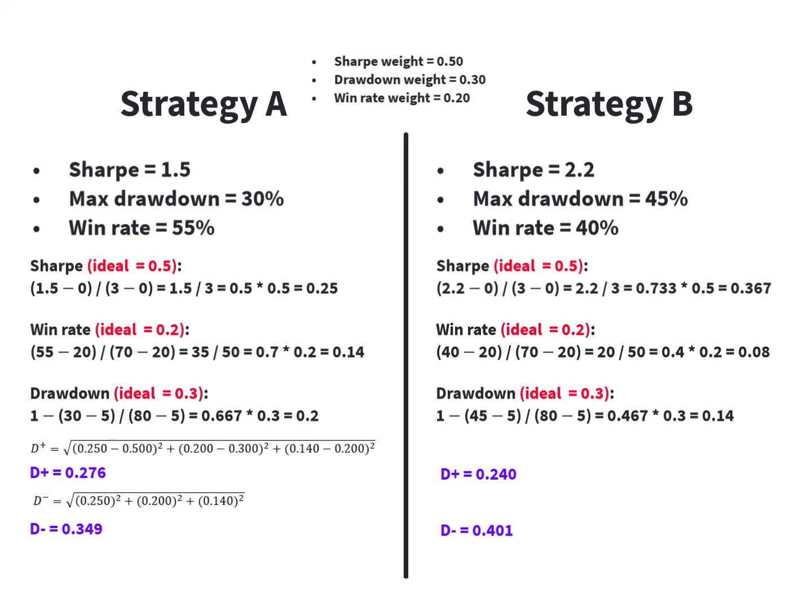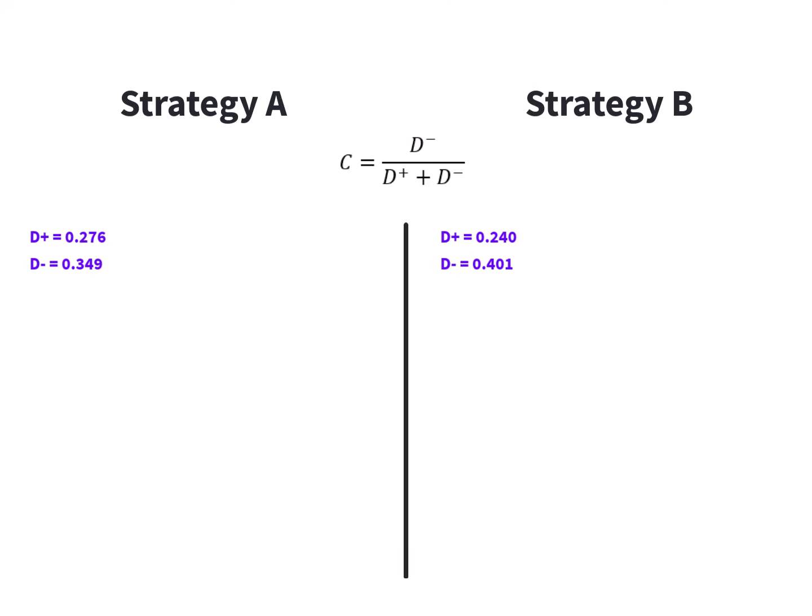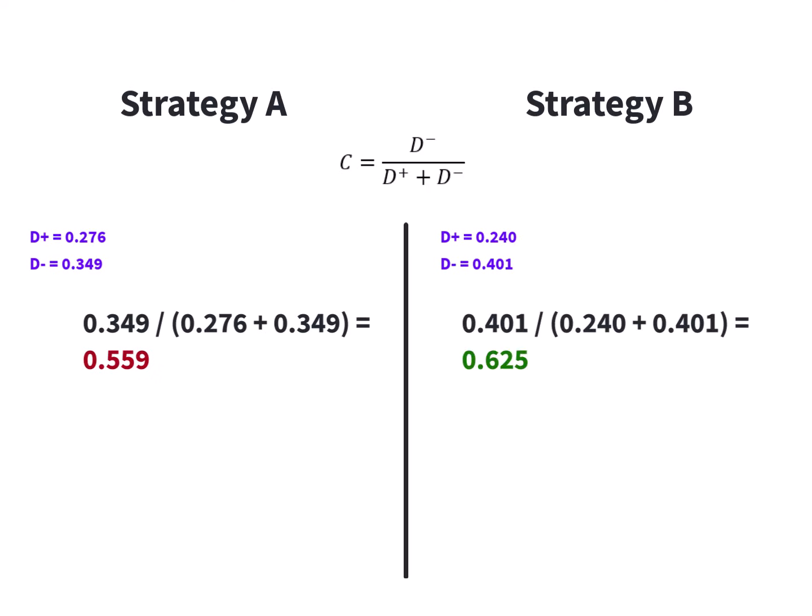And now we can finally calculate the TOPSIS scores. This final TOPSIS score is the distance to the anti-ideal divided by the sum of the ideal distance and the anti-ideal distance. For strategy A, I get a value of 0.559, and for strategy B, a score of 0.625. So TOPSIS ranks strategy B higher because of its final score.